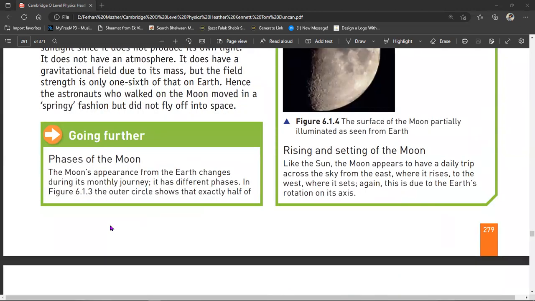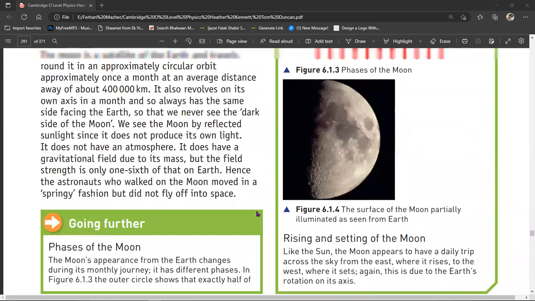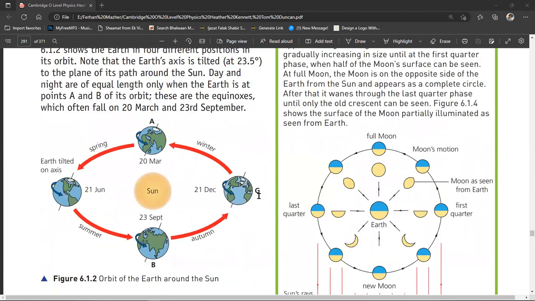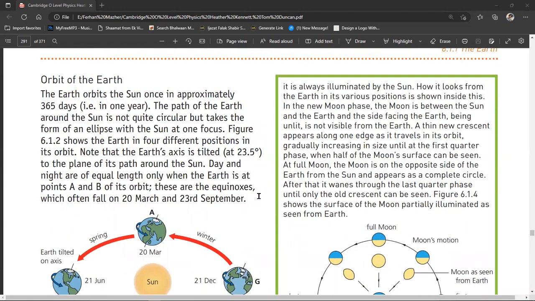Phases of the moon. The moon's appearance from the Earth changes during its monthly journey. It has different phases. In figure 6.1.3, the outer circle shows that exactly half of it is always illuminated by the sun. How it looks from the Earth in its various positions is shown inside this.